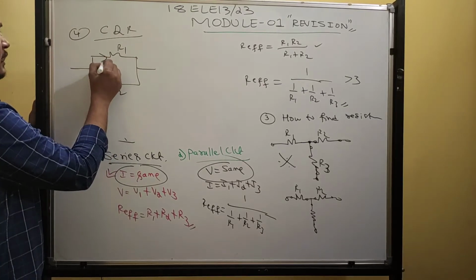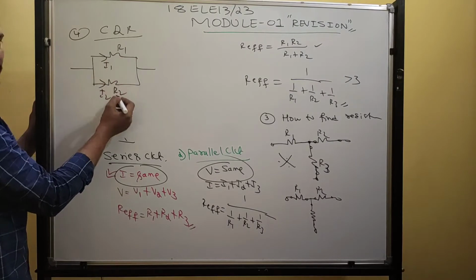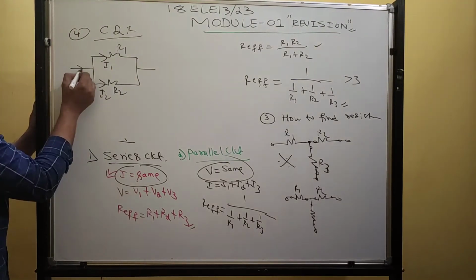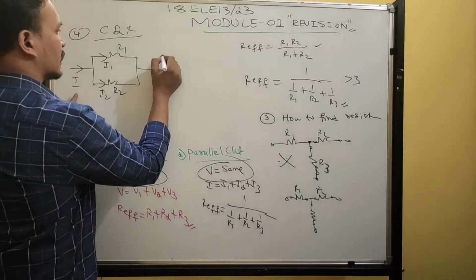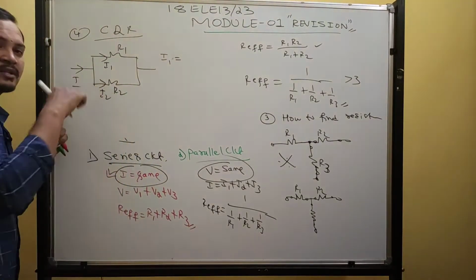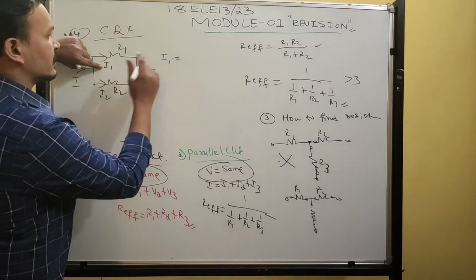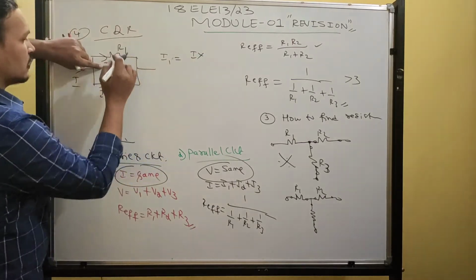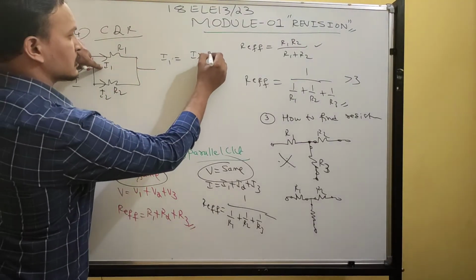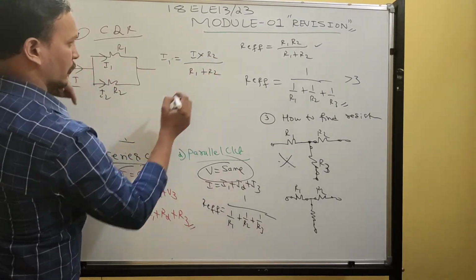By knowing the supply current, I can find the branch currents. Two resistors are there, R1 and R2. R1 carries current I1 and R2 carries current I2, and this is the supply current I. How to write the current division rule? I write the branch currents by knowing the supply current and resistance values. I1 can be written as supply current times the other resistance. You are finding current in this branch, so you write the other resistance, R2, divided by the sum of the two resistances, R1 plus R2.